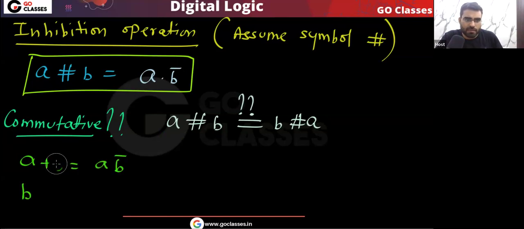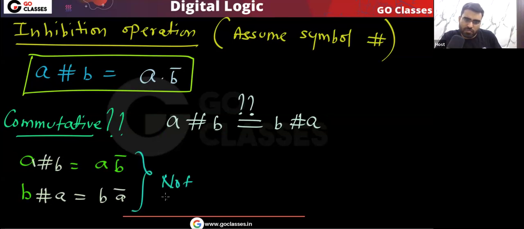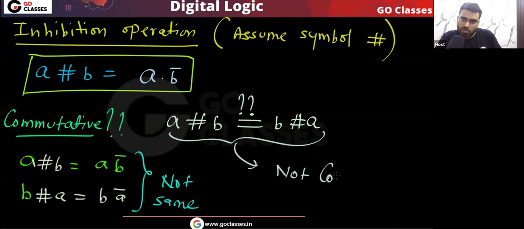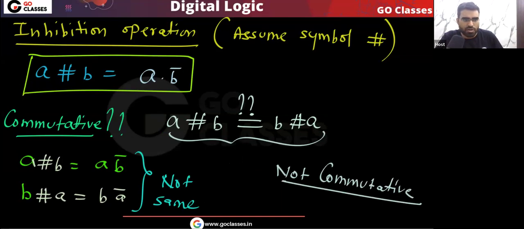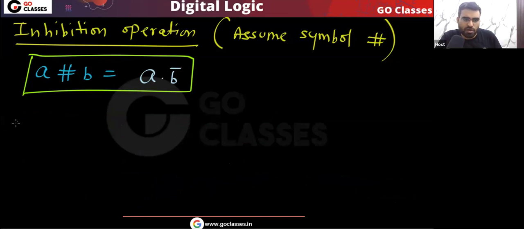And what is B hash A? That is B A bar. Are they the same? They are not the same. So I can say the commutative property is no. Not commutative. Is this clear? Please tell me. So this inhibition operation is not commutative. Let's check for the associative property.